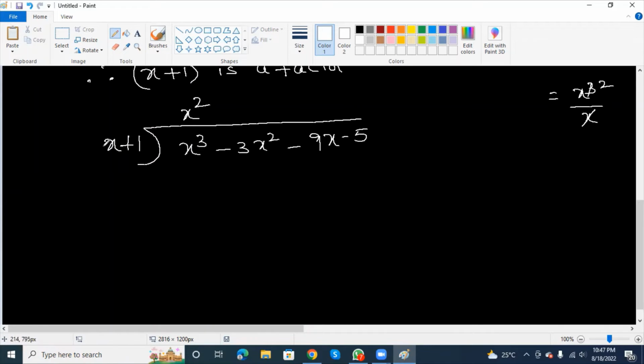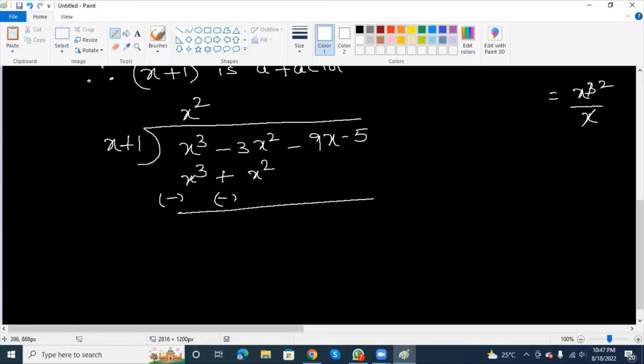X square times x is x cube. Plus into plus is plus. 1 into x square is x square. Now division is repeated subtraction. Hence change the signs. For subtracting polynomials, we need to change the sign. So this plus becomes minus, plus becomes minus.